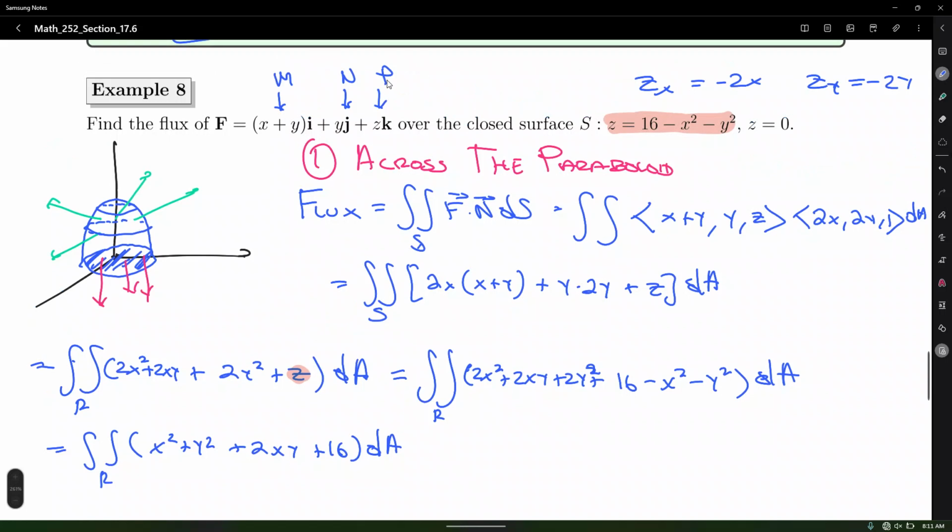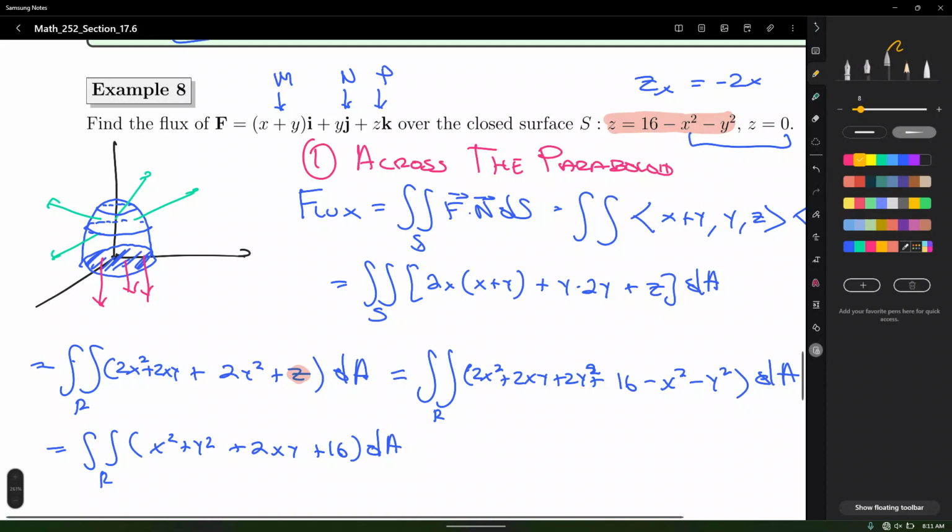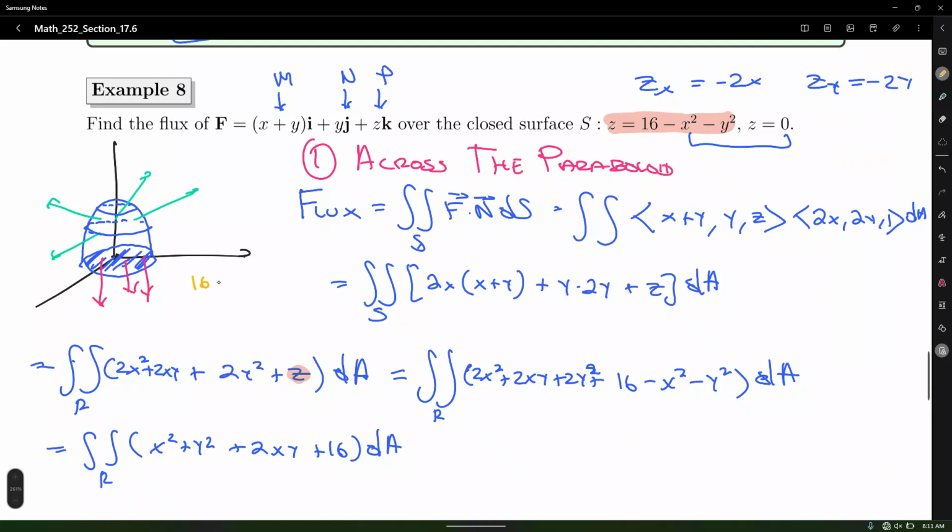To do that, we need to set these two surfaces equal to one another. That is 16 minus x squared minus y squared equal to 0. That means x squared plus y squared equals 16. Yes, that indeed represents the circle of radius 4, which is the circle right here, which is the floor of the solid, right?